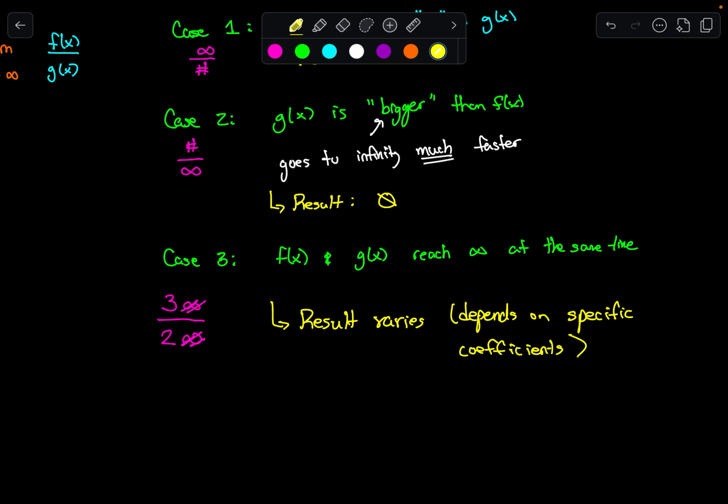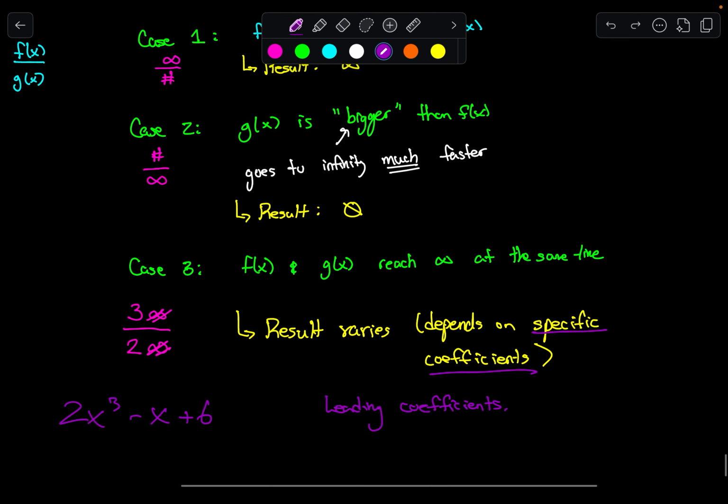And what are those specific coefficients? Technically, the specific coefficients that we're going to be looking for are the leading coefficients of the function. And just as a reminder, a leading coefficient is, if I have 2x cubed minus x plus 6, the coefficient attached to the x value with the highest power. So that's what we're talking about.